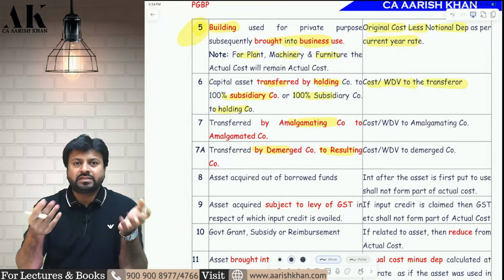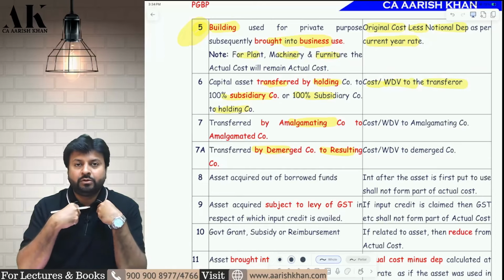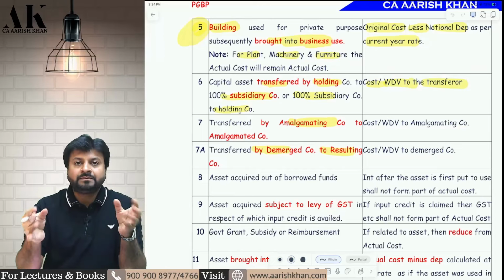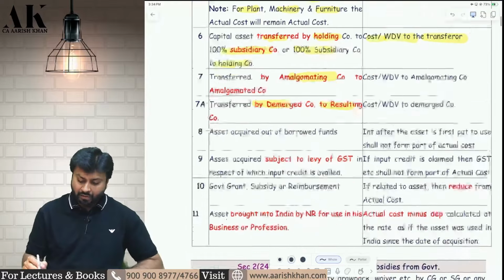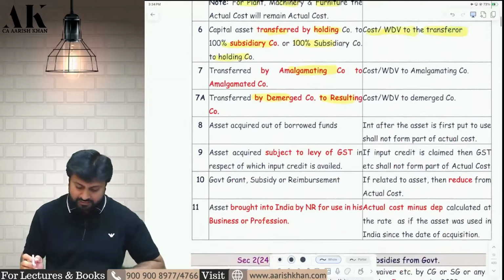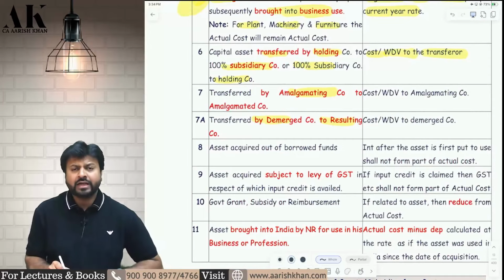Same is the case with demerger. I am a demerged company, you are a resulting company, I am transferring you the asset. So WDV in the hands of the demerged company will become the cost in the hands of the resulting company. I hope it is clear to all of you. Now let's move on to the next point. Next point I have already told you.